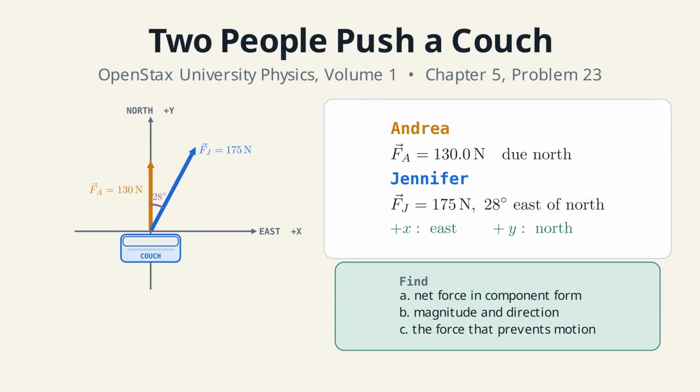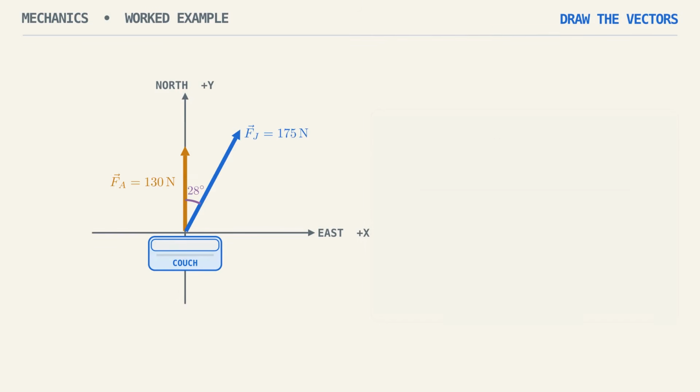We need the sum of the two forces in component form, then its magnitude and direction. Finally, David and Stephanie must supply a combined force that makes the total force 0, so the couch does not move. Start with the directions named in the problem.